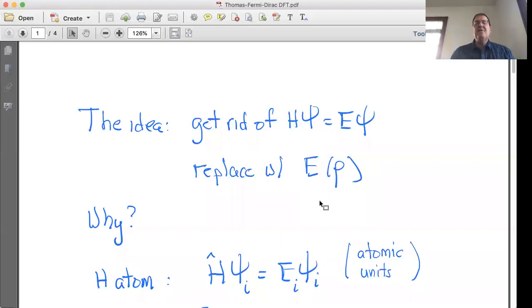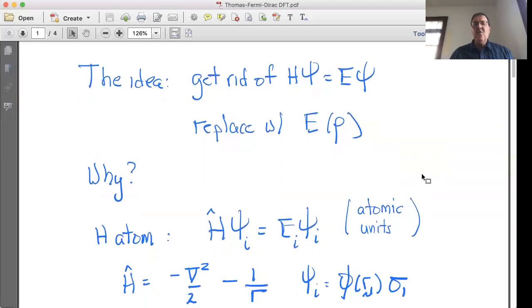What's the idea of density functional theory? It is to get rid of H psi equals E psi. I want the energies. We rarely, if ever, use the whole wave function. We use the density a lot, but we don't use the wave function all that much. So we're going through a lot of work, and I'll try and exemplify that, to solve for psi in order to get E. And you want to replace it with something that just says, well, if density is important, is the density something that determines E? So why would you want to do that?